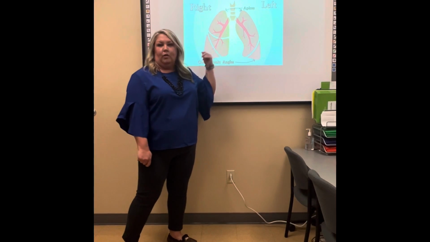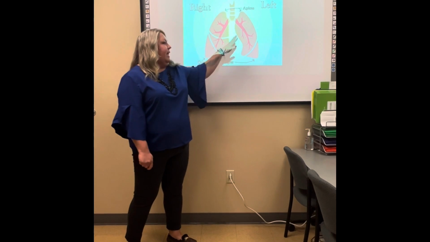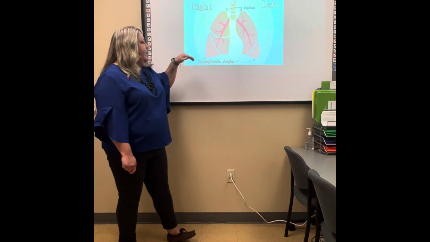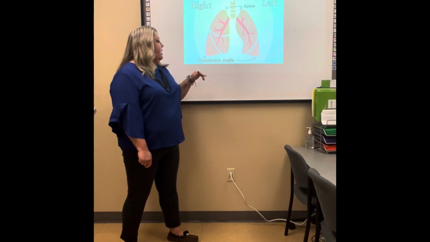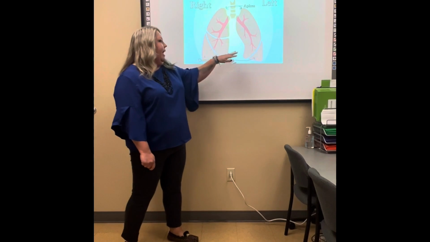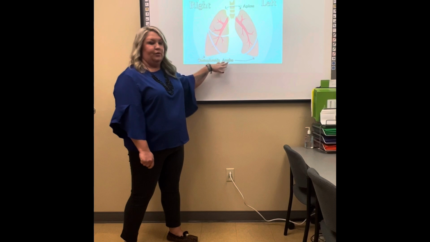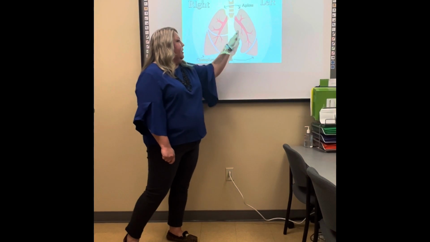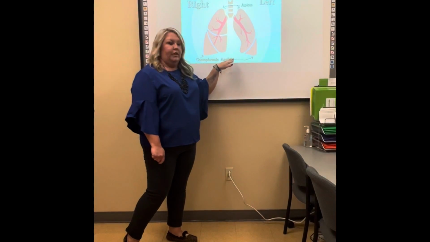So we have our left and our right lungs. The left lung is divided into two lobes, where the right is divided into three lobes. The right is going to be about an inch shorter than the left because we have to save room for the liver that's right here. The left is also going to be more narrow because it makes way for the heart.